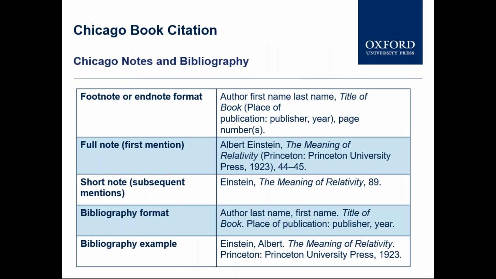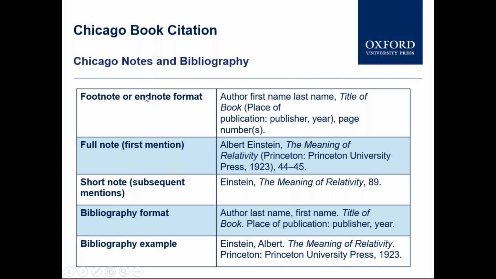Let's move on to Chicago Book Citation. Chicago Book Citation follows two kinds of formats. One is the footnote or the endnote format, which is the references that you saw. In some articles, instead of references, you will see footnotes or endnotes. If you browse around, you'll find it like this. Or you will find bibliographies at the end of a chapter. Mostly bibliographies come when people write autobiographies. So these are the two different kinds of formats. And the third one is full note or a short note.